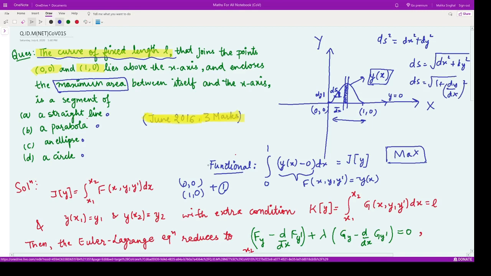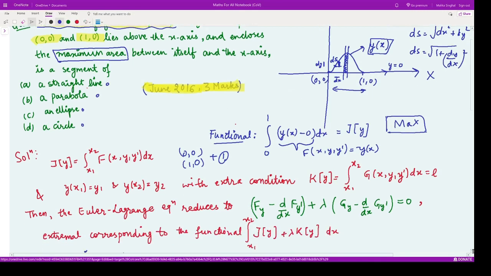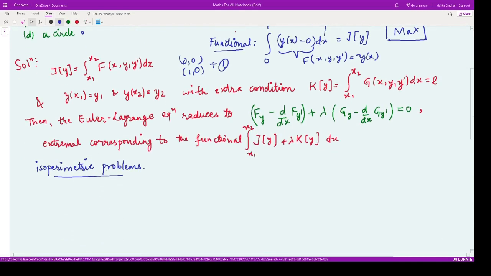So what would be the parameter in our case? The parameter would simply be the sum of all such elements. So the extra condition, let me call this by another functional K[y], would be the integration of this ds, from the point 0 to the point 1. So the integral from 0 to 1 of the square root of 1 plus y' squared dx. This would be our extra condition given to us. So let us see how to find the extremal in such a situation.